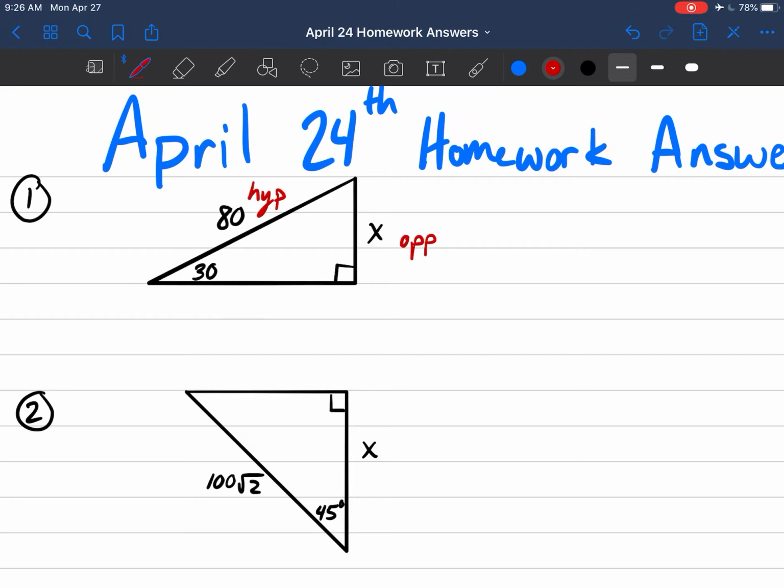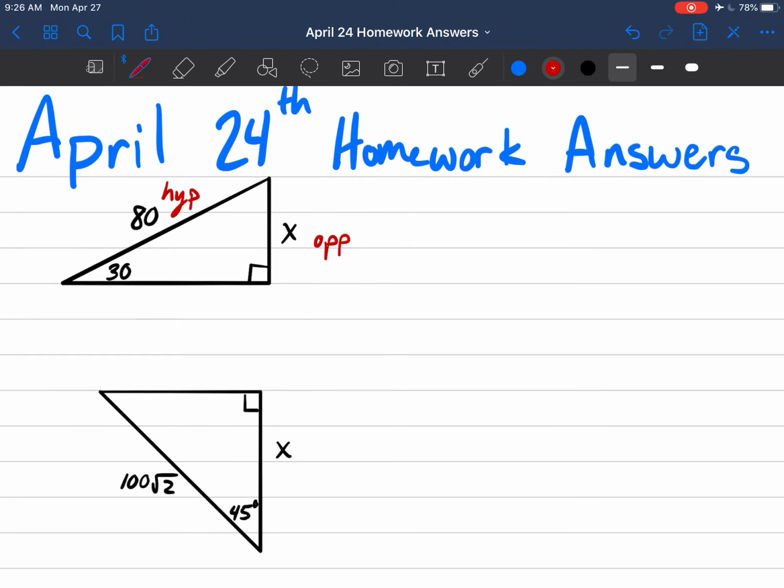And that's how you figure out which one it's going to be, because out of the three trig ratios, sine, cosine, and tangent, which one uses opposite and hypotenuse? Sine. So we're going to start with sine of, what was that? Sine of 30 degrees, since we had a 30-degree angle, is equal to, and then you set up your fraction, so opposite over hypotenuse would be x over 80.